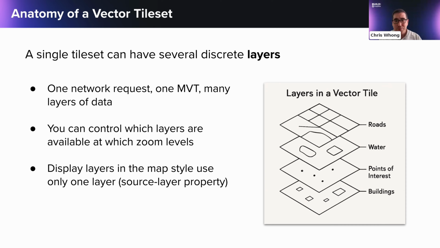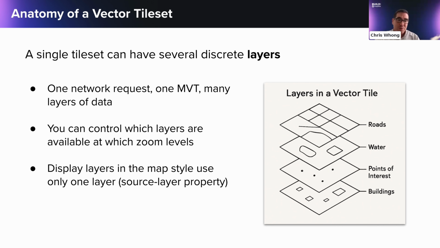So the anatomy of a vector tile set. A single tile set can have many discrete layers. Like I said before, the Streets V8 tile set that Mapbox uses has dozens of layers in it. So all those are curated differently, maintained differently, and then they come together to make a single tile set where each tile has multiple layers in it. So the simplest way to think about this is, for example, if we have roads, water, points of interest, and buildings, we can smush all those and flatten them together into a single tile set.